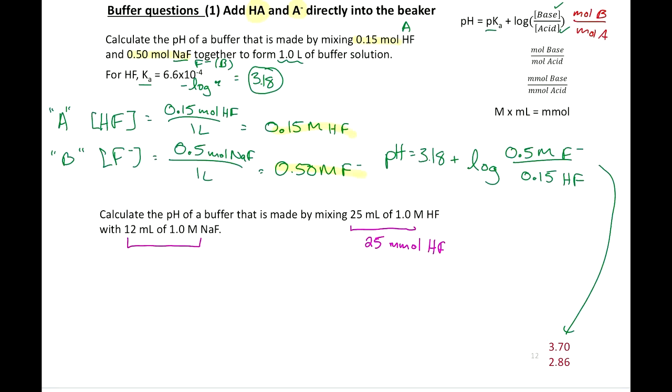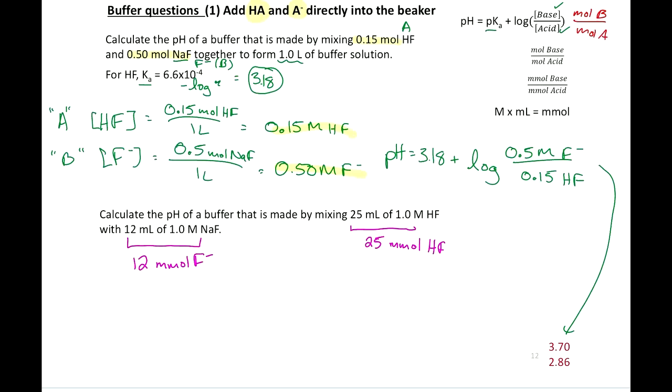So just stay in millimoles, because as long as we get a millimole of sodium fluoride and divide them, the ratio is still going to be the same. 12 times 1, that's simple enough. I can do that in my head, it is 12 millimoles of F minus. I like 25 and 12. I don't like 0.025 and 0.012. Those are annoying numbers. All right, so millimoles are really useful here, because all we need is the ratio.